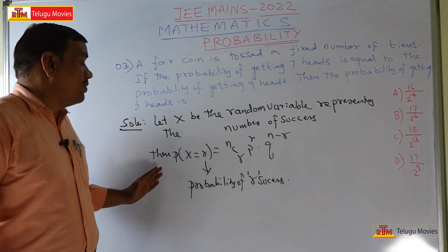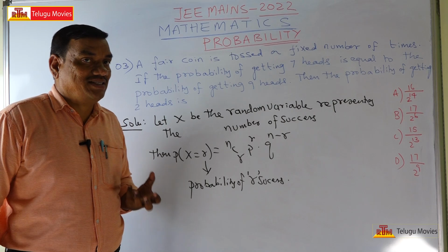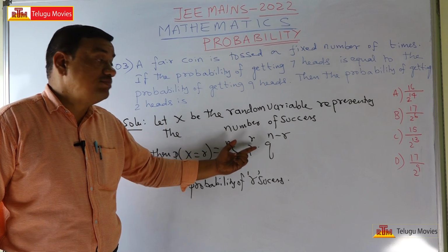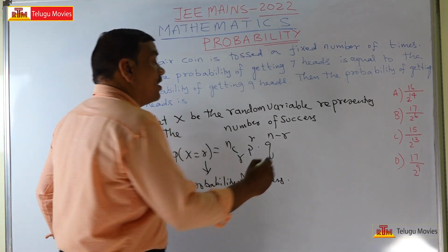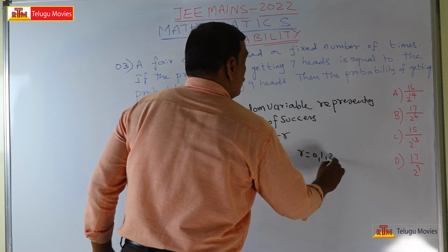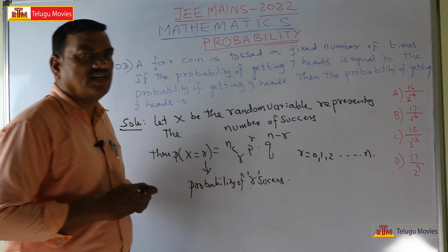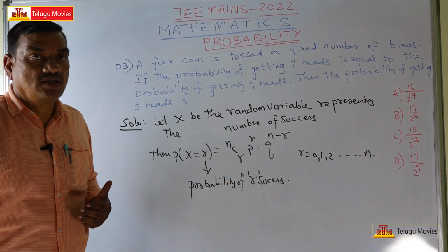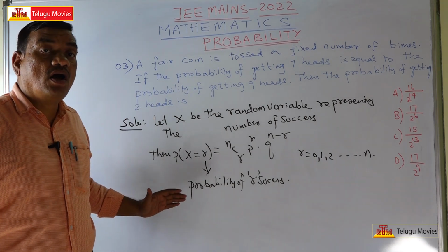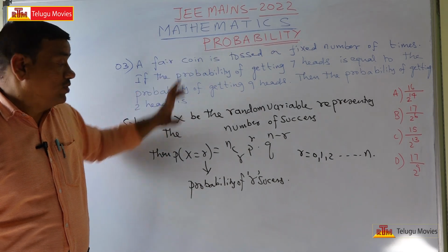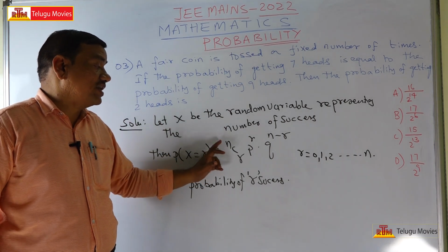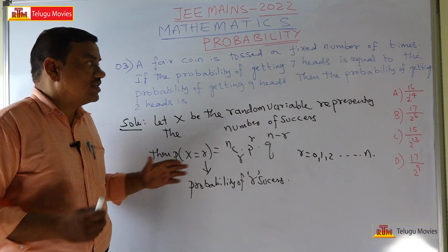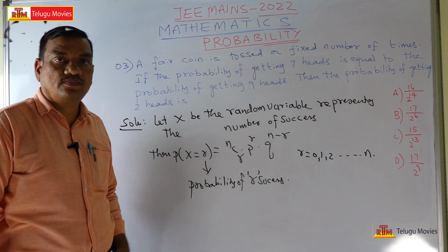Now the probability of getting r successes is equal to nCr into p to the power r times q to the power n minus r, where r is equal to 0, 1, 2, 3, and so on up to n. The number of successes should definitely be less than or equal to the total number of trials. If you know this formula, we can easily solve this problem. So P(X = r) is equal to nCr p^r q^(n-r). Let us move to the solution of the main problem.